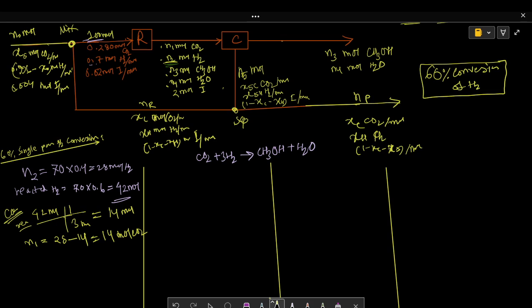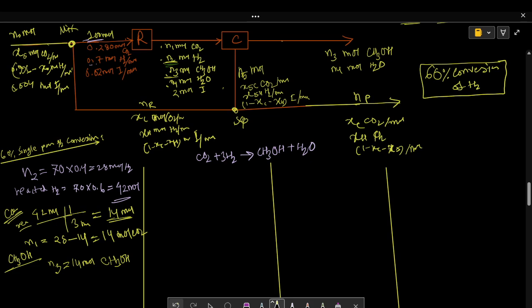Now we can also identify the variable of methanol, N3, which is here. In this reaction, we can see that 1 mole of carbon dioxide reacted and 1 mole of methanol was produced. So hence, 14 moles of carbon dioxide reacted, and we can easily say that 14 moles of methanol will be produced. That's it. Simple. By this stoichiometric equation.